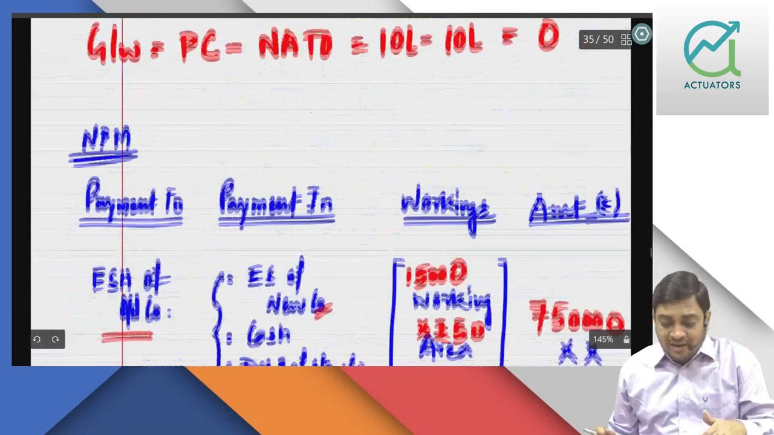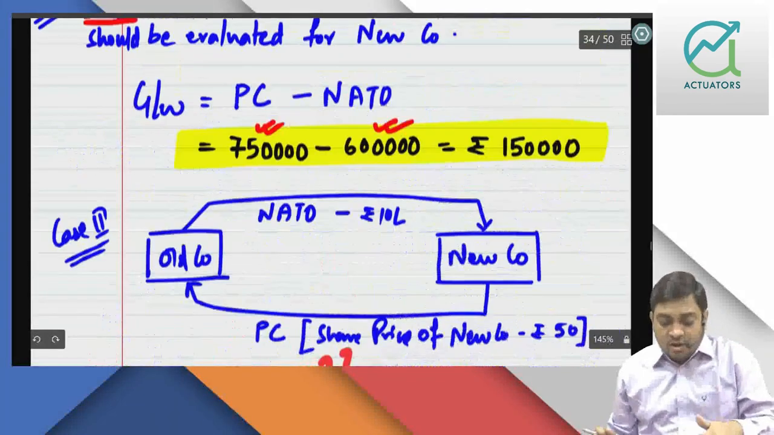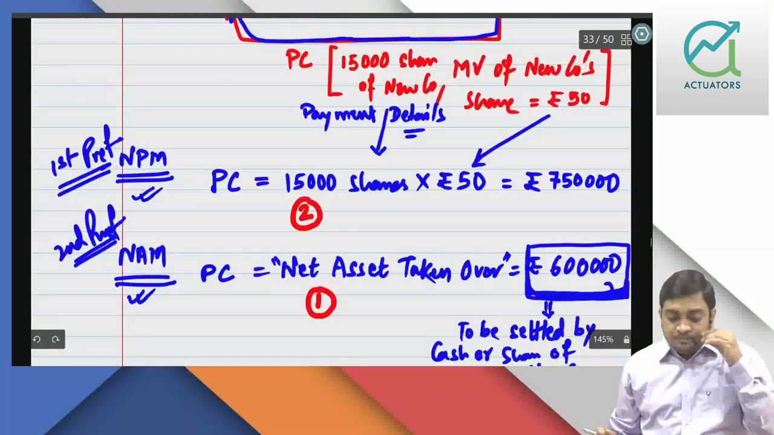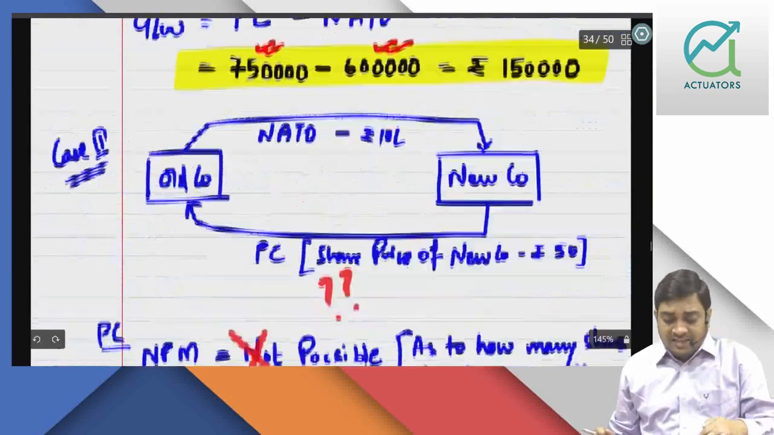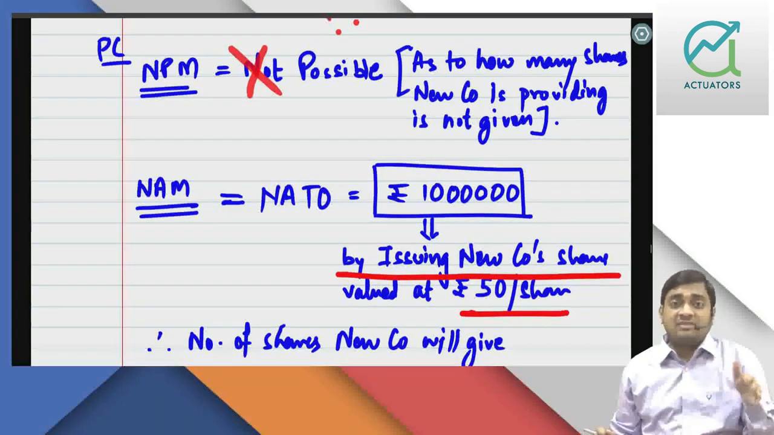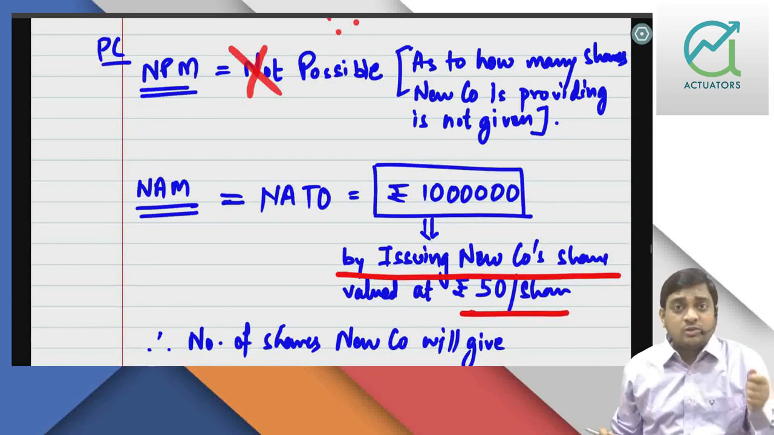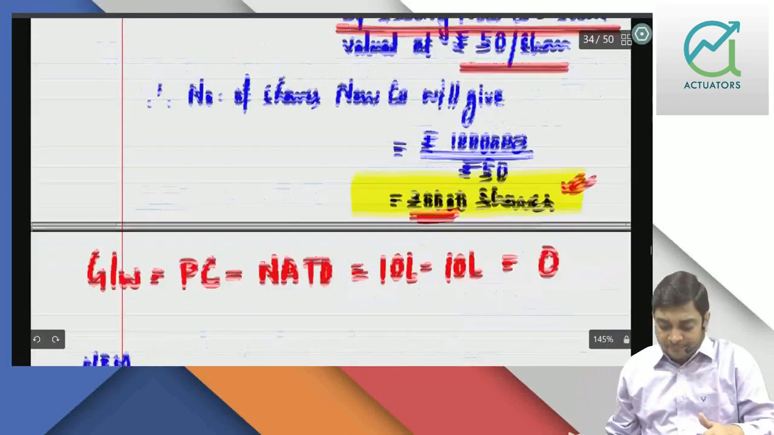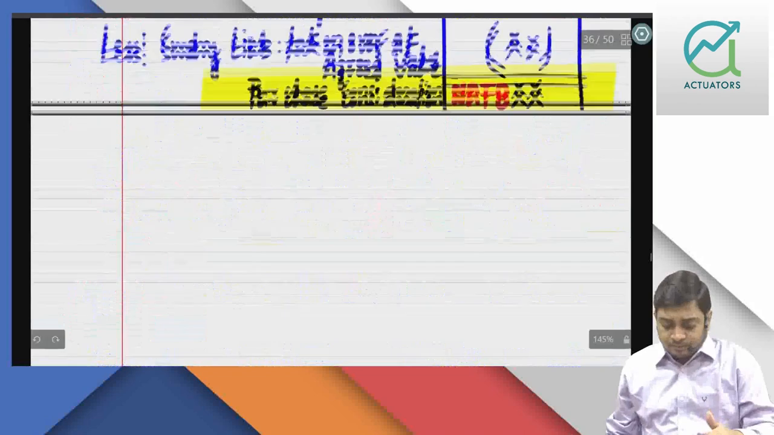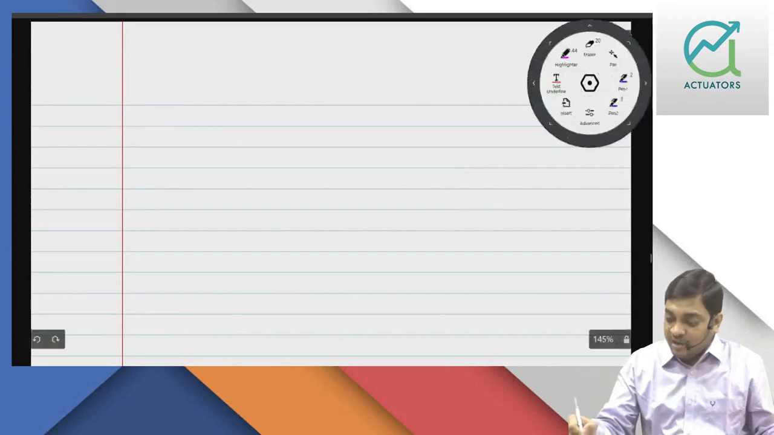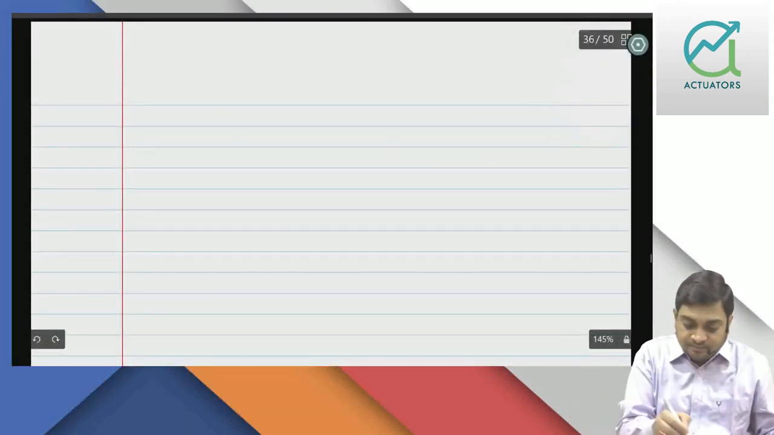I have explained what you mean by purchase consideration, and what methods you can use to calculate it. There are two methods: the net payment method and the net asset method. I gave you two cases to understand. The net payment method will be given the first preference and net asset method the second preference. For the purchasing company, that is the new company, you have to calculate goodwill. That is only in case of net payment method, because over there the purchase consideration and NATO are different, right? Let us see one illustration which has been given initially, just to make you understand the calculation of purchase consideration.